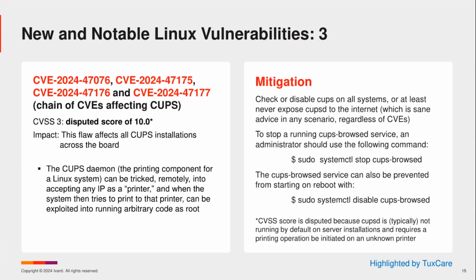What happens is the CUPS daemon can be tricked remotely into accepting any IP as a printer, in which case they can basically spoof a printer in that environment and try to take advantage of running arbitrary code as root. So particularly nasty if you are running this CUPS service and you get targeted by somebody trying to take advantage of this vulnerability.